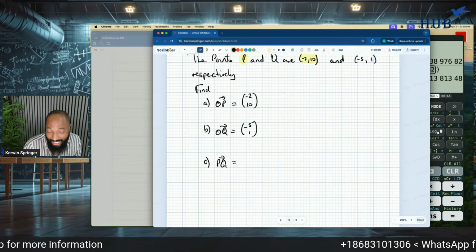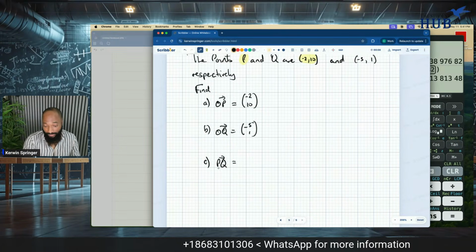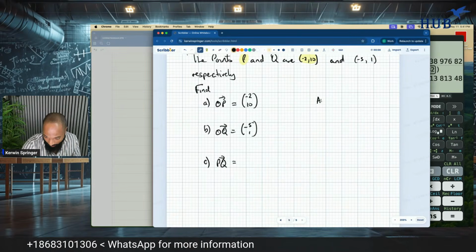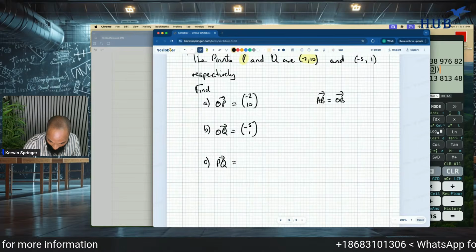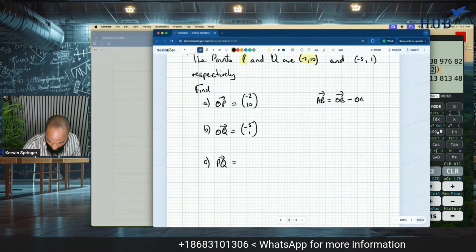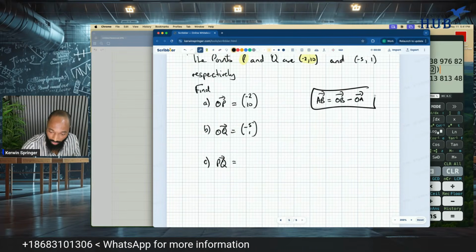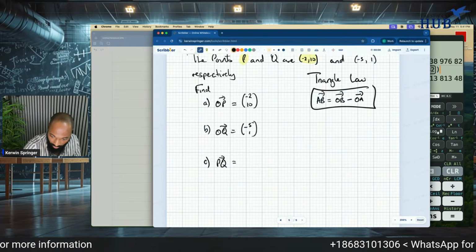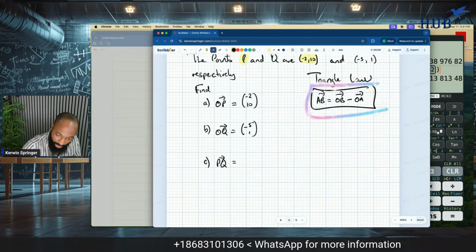So PQ, we can rough him up there with the triangle law. Remember the triangle law was in the form, if I had AB and I know the position vectors, I could say the second vector, OB, that one is positive, but the first one I want the opposite, so I'll say negative OA, like that. That's our triangle law. So how am I going to put it into play?